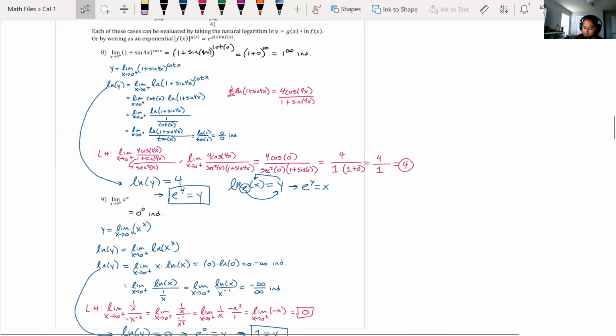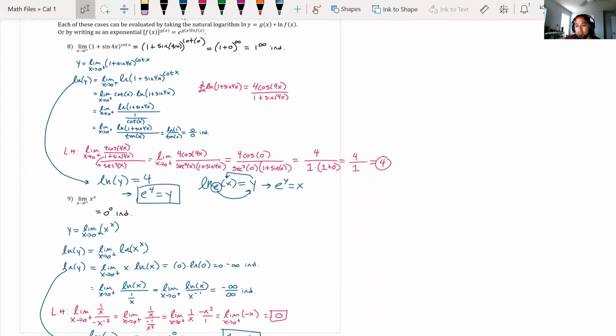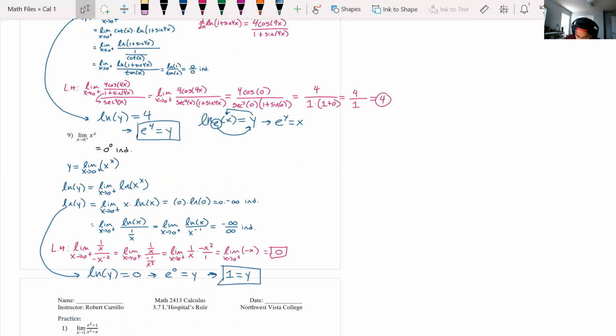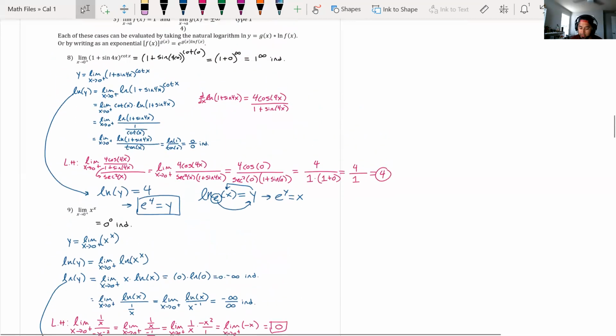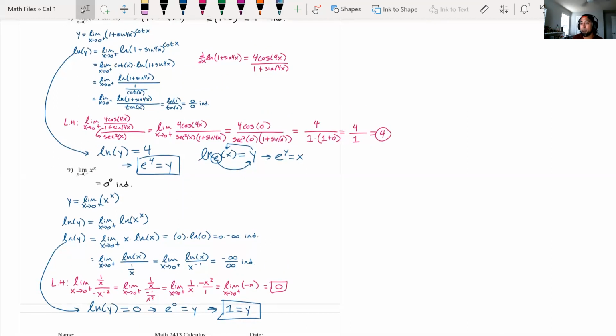All right. Any questions on that page? I do. On that last one, and I guess the one before it, are we saying that 1 equals the limit as x approaches 0 from the right of x to the x power? Exactly. Okay. I don't know why that helps me, but it does. No, that's what we're doing, yeah. And that e to the 4th is the limit of 1 plus sine 4x to the cotangent x.